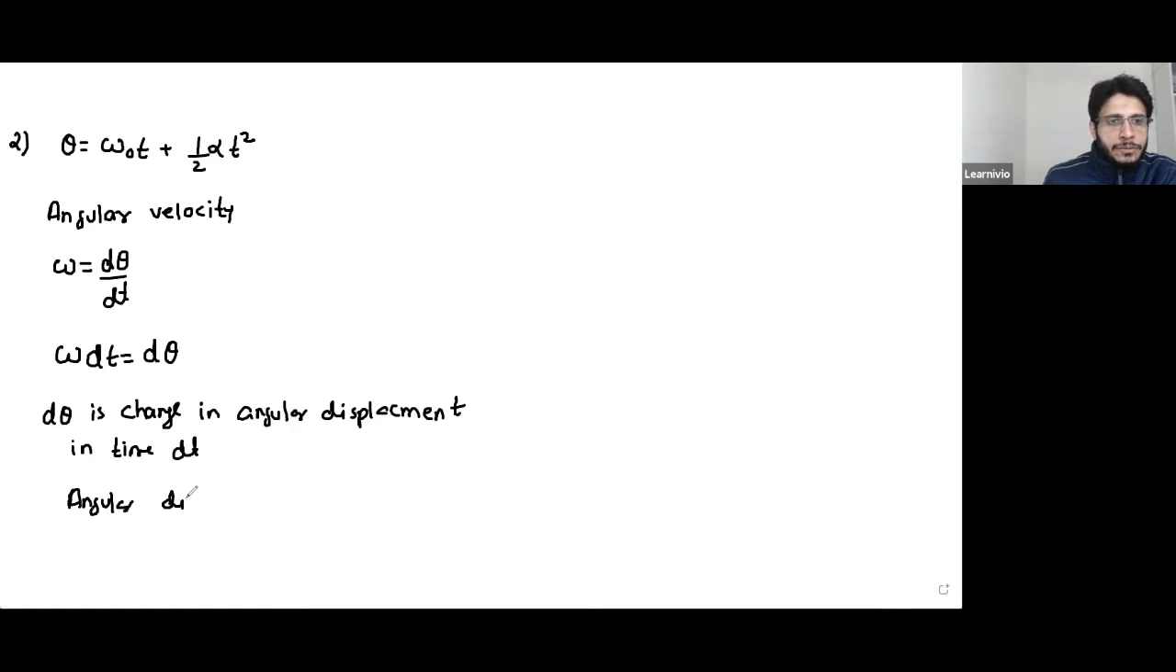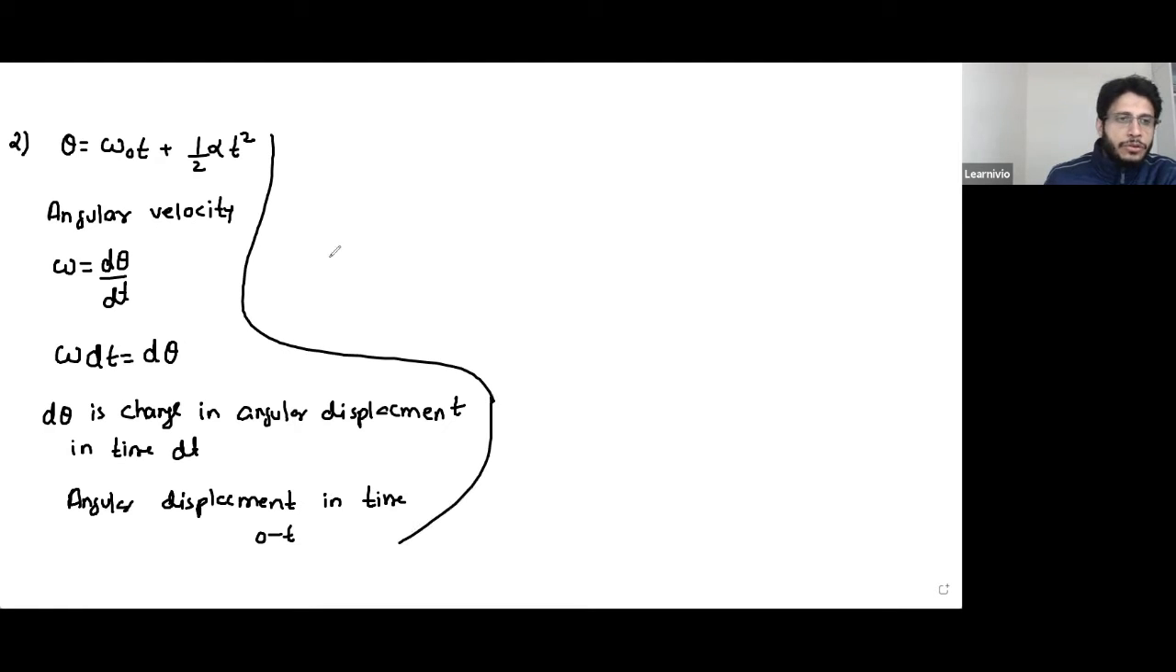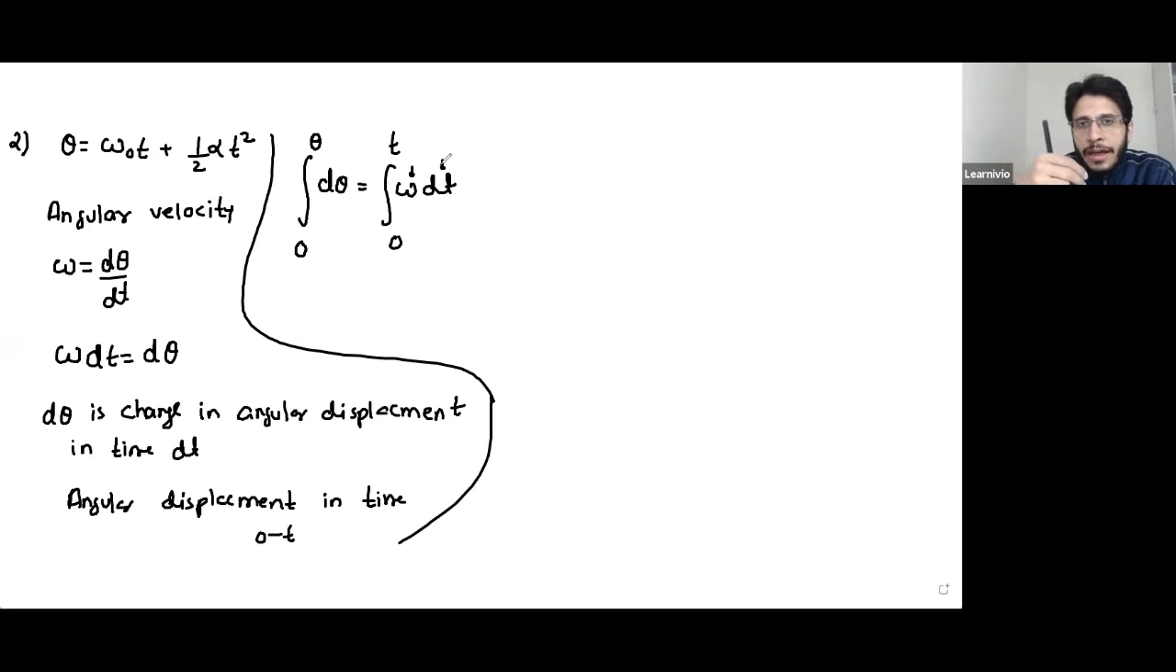Now to calculate angular displacement in time 0 to t, just integrate on both the sides. Integral of d theta equals integral of omega dt. The time is from 0 to t. When your time is 0, you can take that your displacement is 0. At time t, your displacement is theta. There is one problem with the right hand side of the integral. This omega is variable, t is variable. On the right hand side, you have two variables. You cannot integrate two variables simultaneously. You can at most integrate one variable at one time.